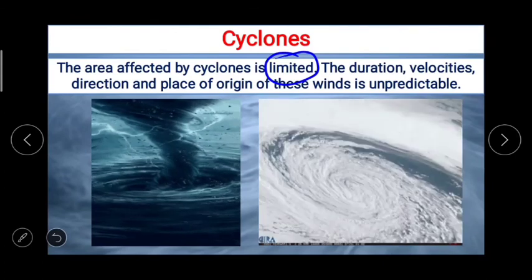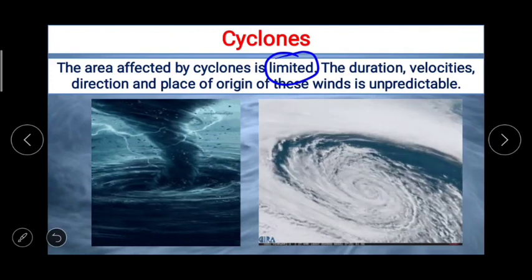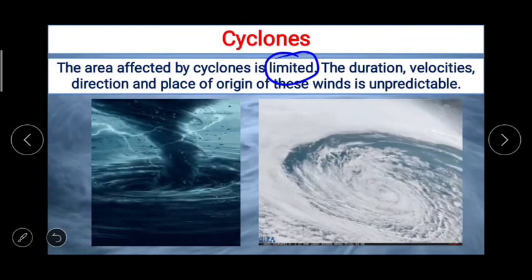In the figure and in this GIF you can see cyclone.